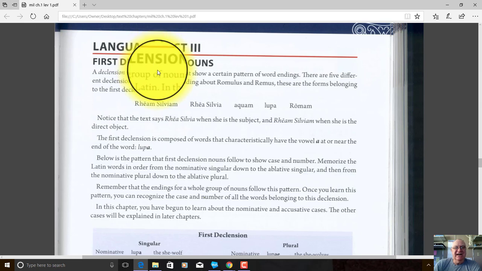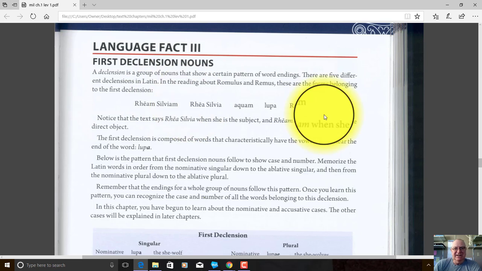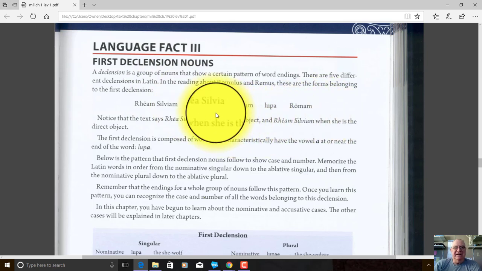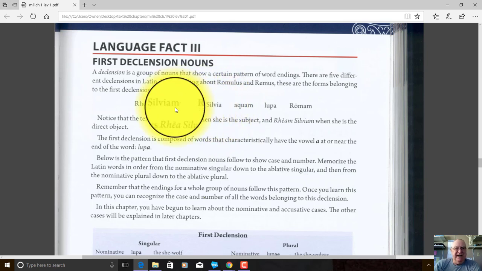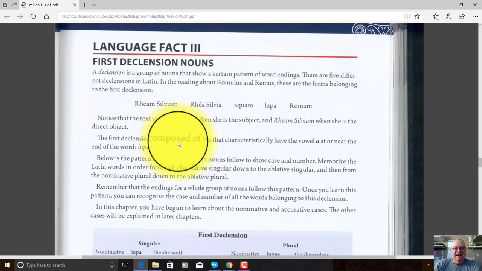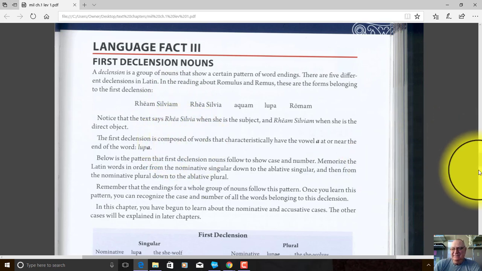Okay, first declension nouns, they end in A in the nominative, AM in the accusative. You can see the examples here. So if Rhea Sylvia is the subject, she'll end in A. If it's a direct object, Rheam Sylviam. Okay, and there you have the declension of the A's.